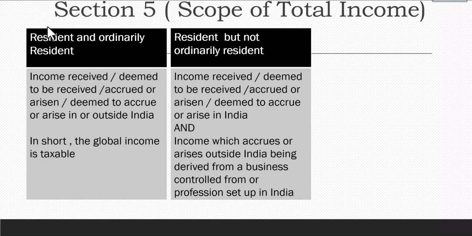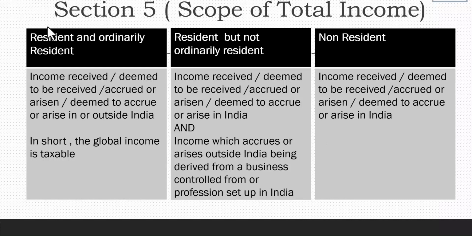So in that case, an example of an advocate which I gave, which has some business connection or control from India, that income will also get taxed for a person who is called resident but not ordinary resident. But in case of a non-resident, only income which is received or deemed to be received or accrued or arisen or deemed to accrue or arise in India will be taxable. So that means all income which is received in India, deemed to be received in India, accrued or arisen in India, or deemed to accrue or arise in India, will be taxed in the hands of all the persons, whether they are individuals, whether they are resident or whether they are non-resident.